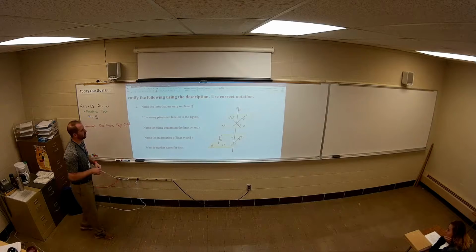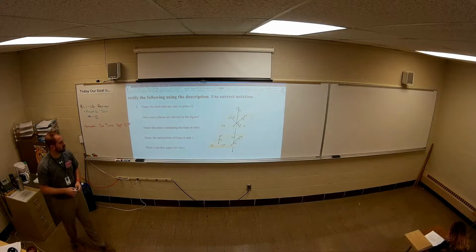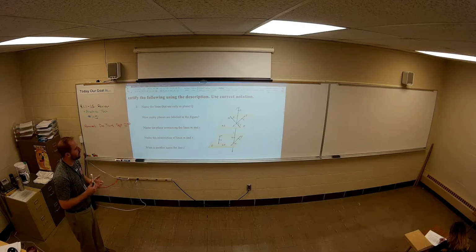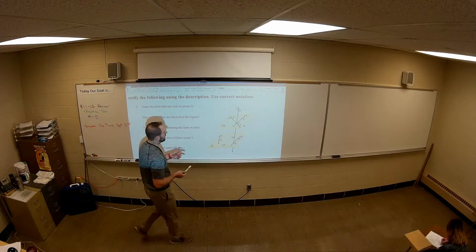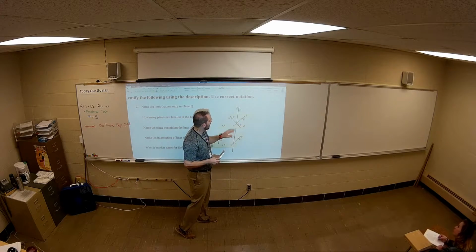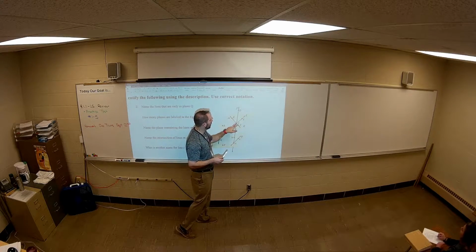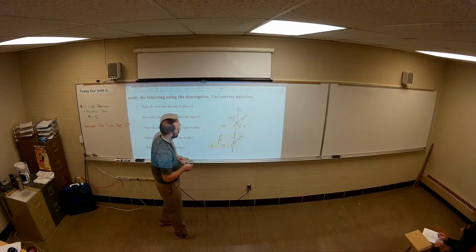Okay. So you have to use the 3-letter system when you name planes, or you have to use the cursive letter in that corner. Don't use the italicized letters for lines when you name a plane. Don't call this plane MTR. M and T are lines. You have to use points, or you have to use just that one big letter in the corner.